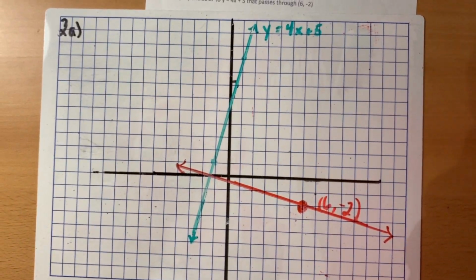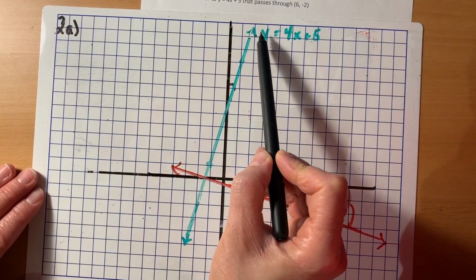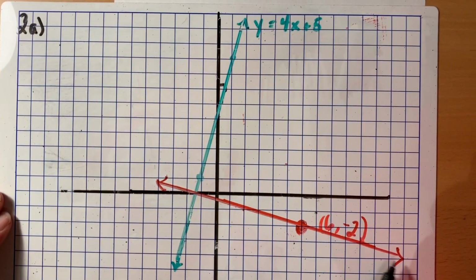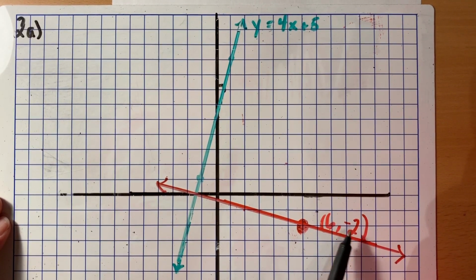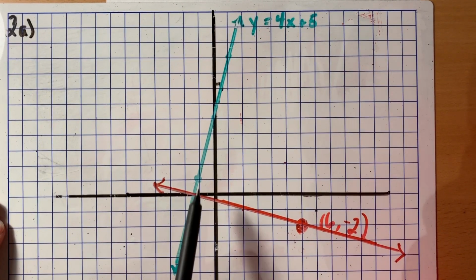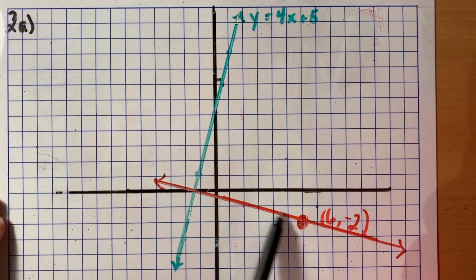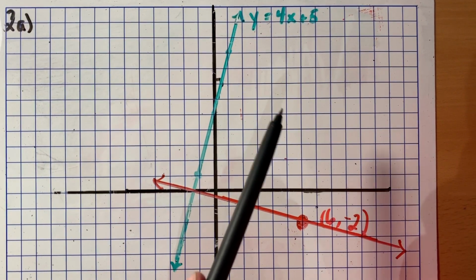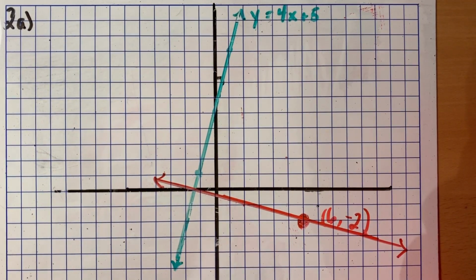Once again, you are not expected to graph it. So it's perpendicular to the line y equals 4x plus 5. So here's my line that's perpendicular to it that I drew in red, and it passes through the point (6, -2). Once again, this diagram is not 100% accurate. This should be coming at a 90-degree angle, but just so you understand, this is the equation that we're looking for.